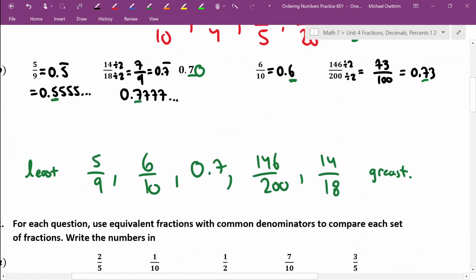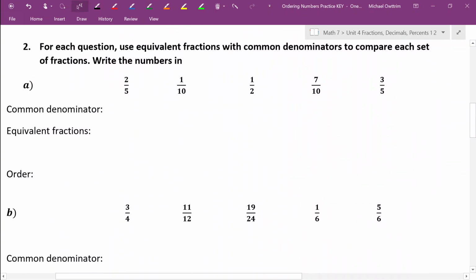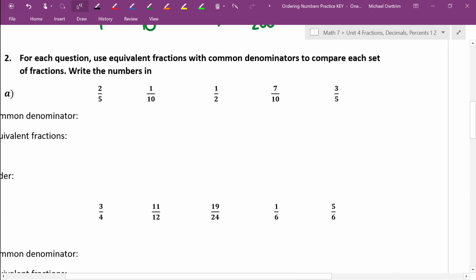Okay, so using decimals to compare our numbers. When we use equivalent fractions with common denominators, we want to, of course, make those fractions all have a common denominator. So if we look at question A, everything's a fraction here. We've got denominators 5, 10, 2, 10, and 5. And all of those numbers are going to be able to be multiplied to make 10. If you needed to, of course, you could list out multiples of 2, list out multiples of 5, list out multiples of 10, and it would be the 10 that is the first one that appears in all three lists.